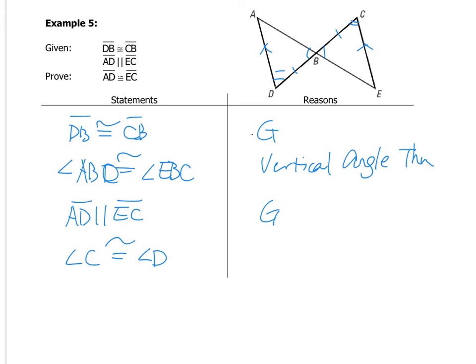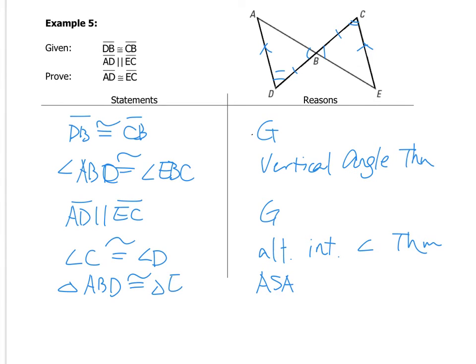So actually I should write this. This is because of the alternate interior angles theorem. And now I can conclude by ASA that the two triangles, ABD and EBC, are congruent, and therefore AD is congruent to EC, and that's by CPCTC. Okay, so that's a quick example.